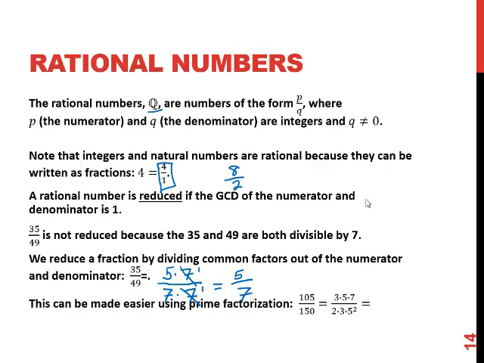Again, this process is easier if you use prime factorization. You don't have to. In this case, 105 over 150. We could factor each of these, divide 3 out of the top and bottom, divide the top by a 5, divide out one of the 5's in the bottom, and that leaves us with 7 over 10.